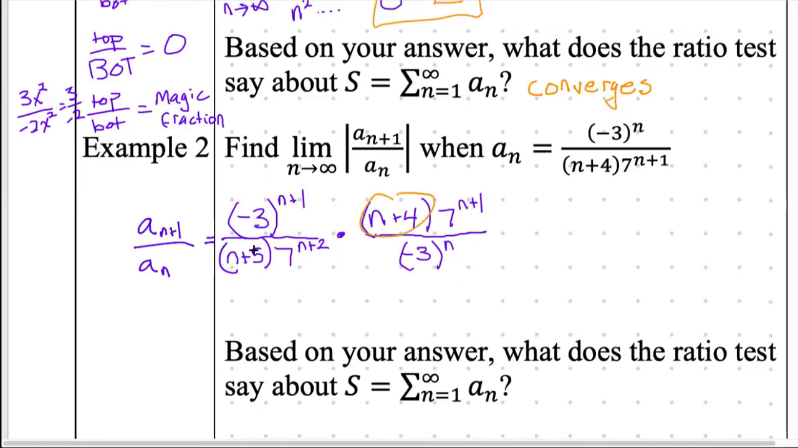n plus 4 and n plus 5, we can't do anything with. The only thing that we can deal with is this -3 to the n plus 1 and this -3 to the n, as well as the 7 to the n plus 2 and 7 to the n plus 1.